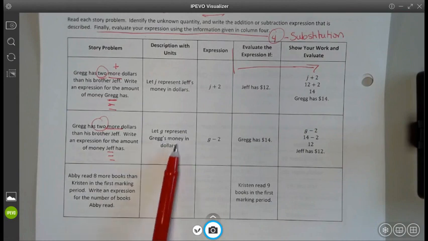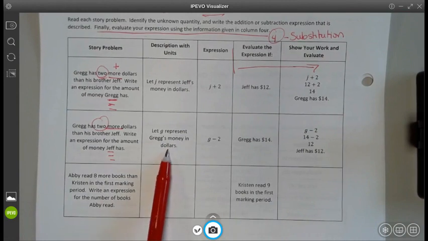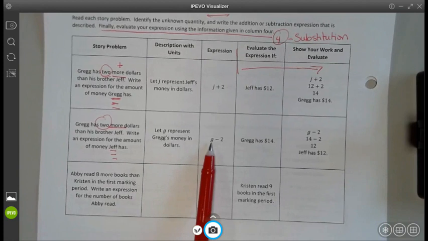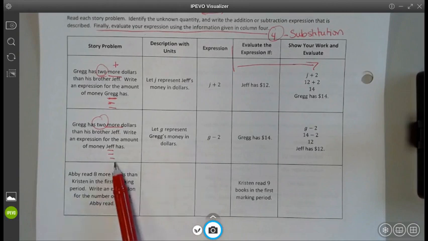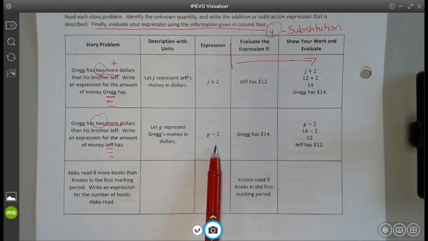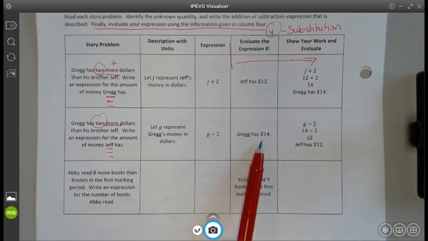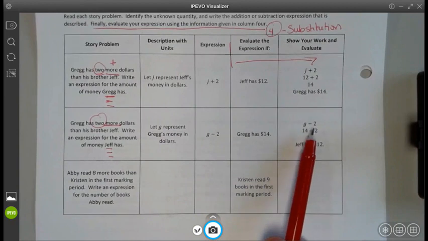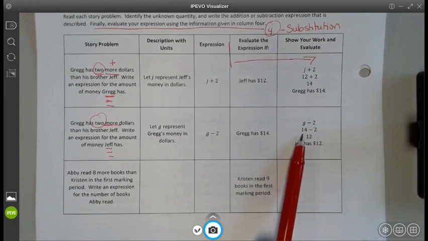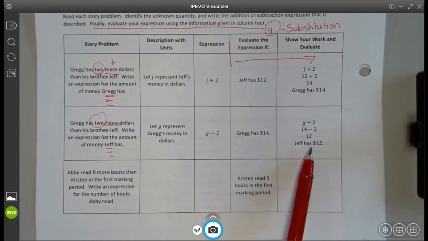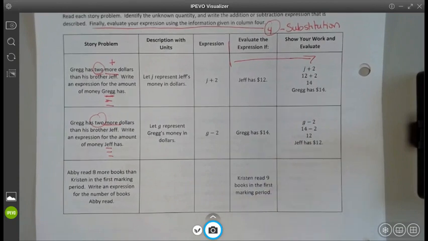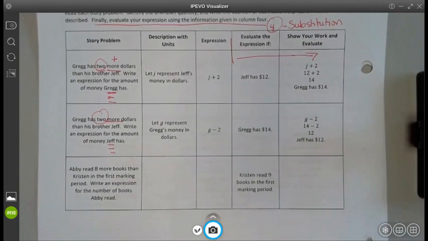So let G represent Greg's money in dollars. And we have to think backwards. If this is Greg's money and we take away $2, then that's going to tell us the amount of Jeff's money. So this is the same words, but a different type of thinking. So if Greg has $14 and our expression was G minus 2, if we put in $14 for Greg, 14 take away 2 equals 12. Jeff has $12. So this was kind of a continuation, but a different type of thinking.